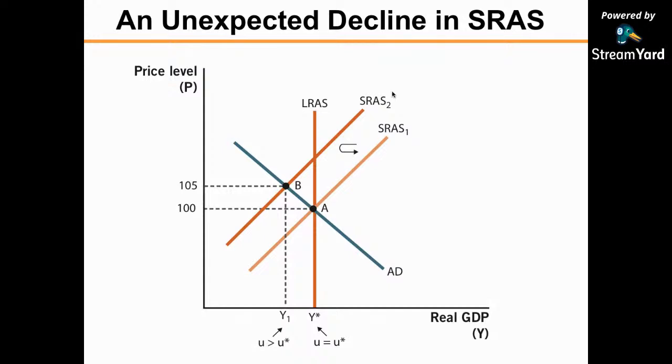So this is a pretty good example of what's happening right now with oil prices just dropping like crazy. The short-run aggregate supply is going to decrease because fewer producers are going to want to be involved in that industry. But in the long run, it will go back to this original point A. It's just the short run that has an unexpected decline.